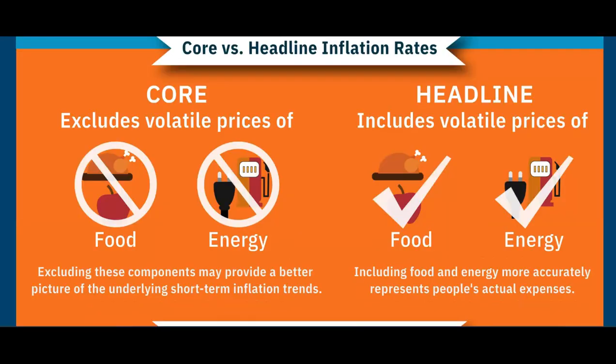Okay, and here we have a distinction between headline and core inflation. So headline inflation includes everything in the basket. So this includes food and energy. But because food and gas prices move around so much from month to month, economists usually look at core inflation. So core inflation excludes those volatile food and energy prices. And this actually gives us a much better picture of underlying short-term inflation trends.